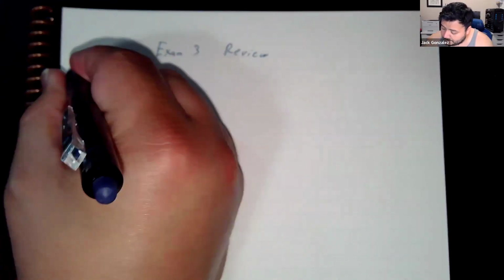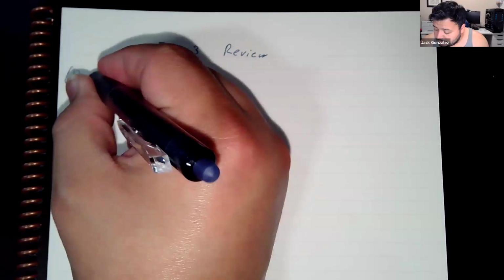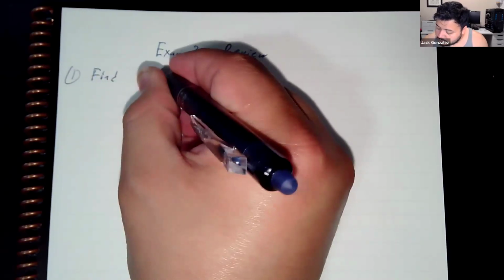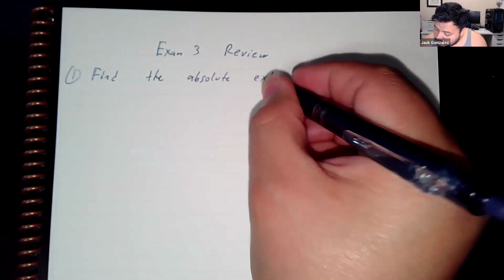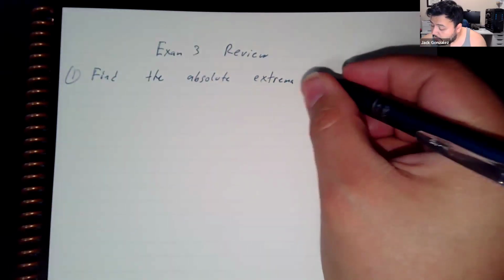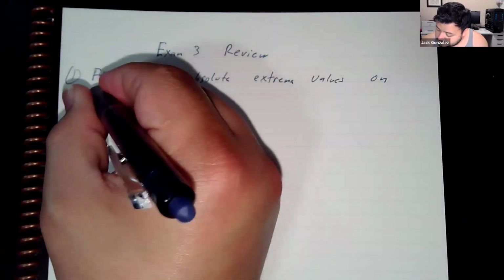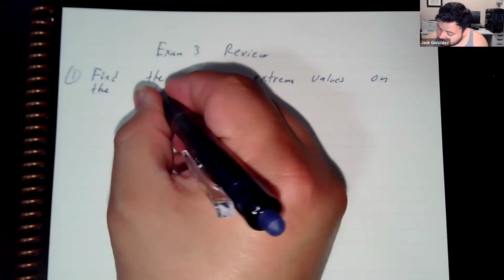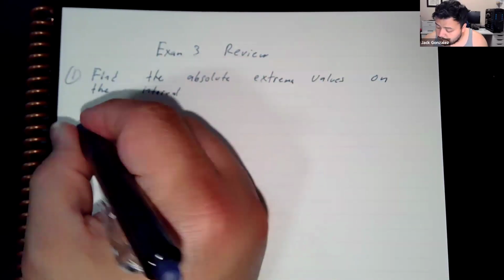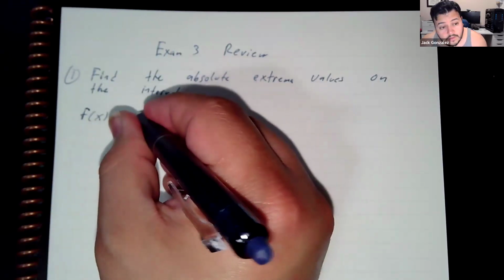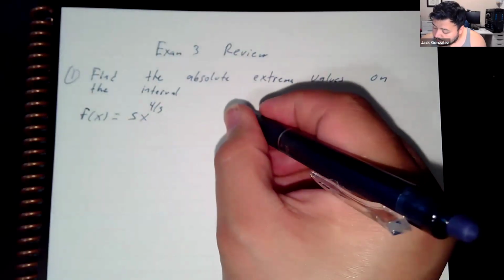All right, so here's number one. Find the absolute extrema values on this interval for f equal to 5x to the 4/3. And here's the interval.